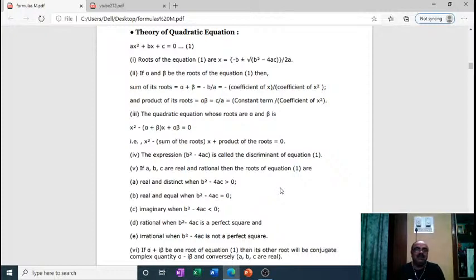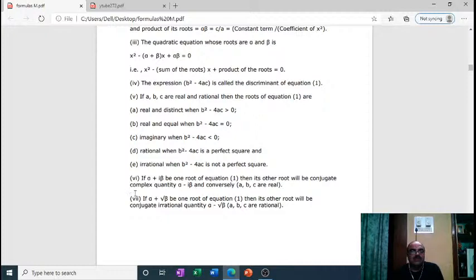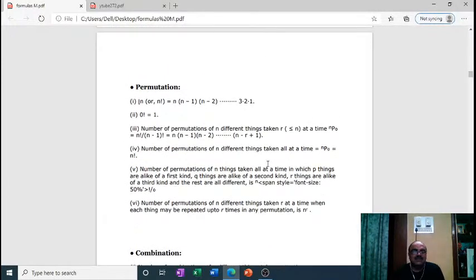See the terms that I have used. The value of delta, b square minus 4ac, greater than 0, equal to 0, less than 0. These are the three major properties on which the whole of quadratic equations we solve. Real and distinct, real and equal, imaginary. Those three are important terms. Apart from that, if it is a perfect square, they are rationals. If it is not a perfect square, then they are irrationals. Anyhow, this we have already seen in complex numbers.